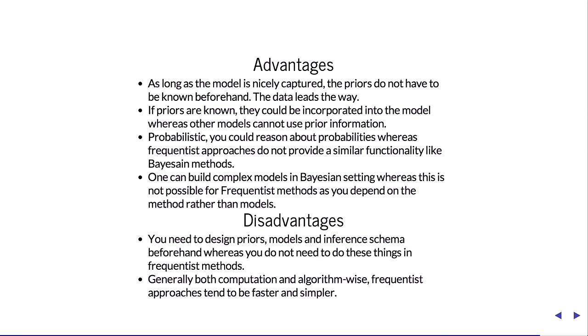It also has a couple of disadvantages. In FFT and median filtering, we didn't do anything beforehand. We just looked at the method and then ran it on the signal. But in a Bayesian setting, we need to do a lot of careful planning: what type of priors we are using, what type of models we are trying to capture. All of the inference schema should be designed and known. I guess this is one of the biggest disadvantages of Bayesian modeling in general. Both computation- and algorithm-wise, frequentist approaches are very simple and also run faster than, for example, Markov chain Monte Carlo.